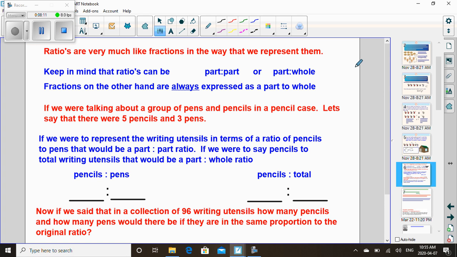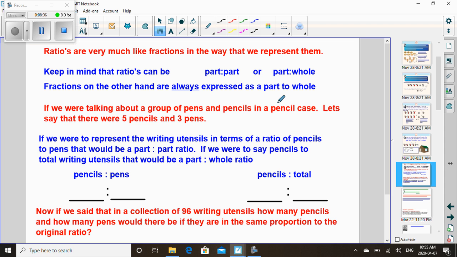I wrote this up yesterday. Hopefully there's no spelling mistakes in it, but you guys bear with me. You know how sometimes I do that and make mistakes. So I've already said this before. Ratios are very much like fractions in the way that we can represent them. Keeping in mind ratios can be part to part or part to whole. We've talked about that. Fractions, on the other hand, are always expressed as part to whole.